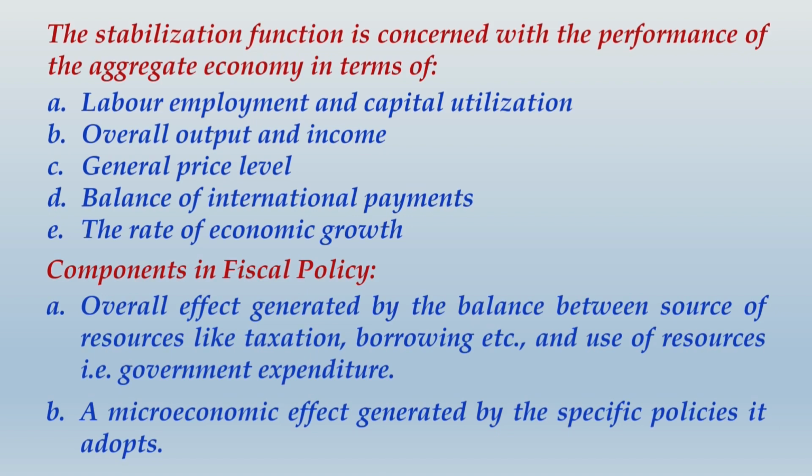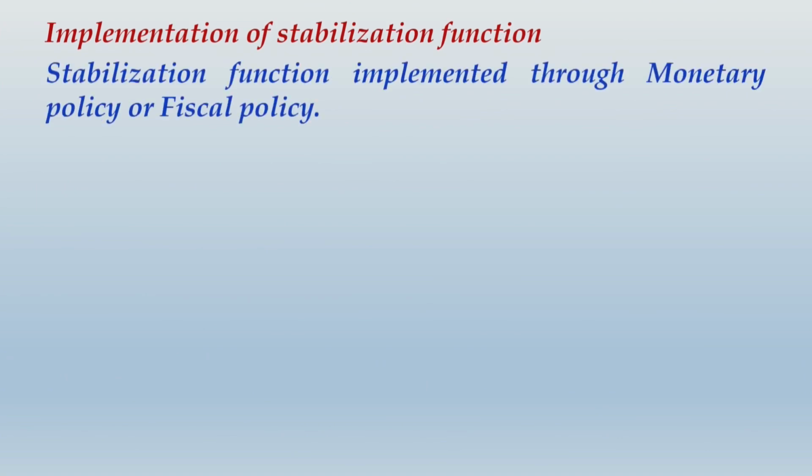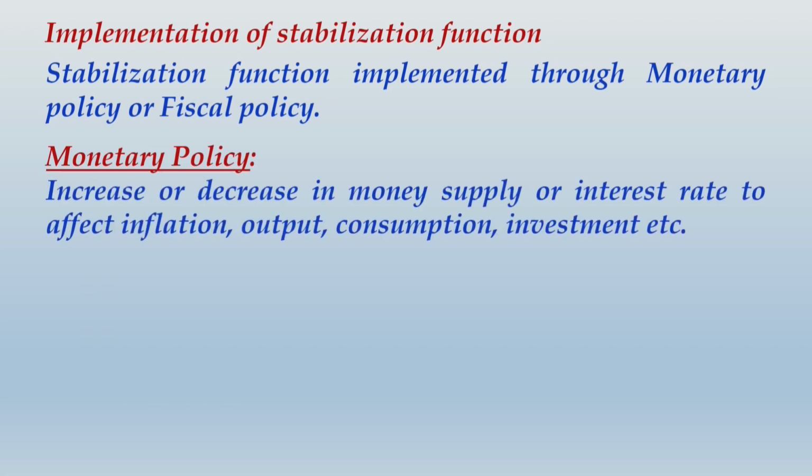Alright friends, so once you have finished writing this much, let us move ahead and continue writing further under the heading implementation of stabilization function. Stabilization function is implemented through monetary policy or fiscal policy. Now what is the role of monetary policy? You are going to cover this in chapter 3: increase or decrease in money supply or interest rate to affect inflation, output, consumption, investment, etc. I told you, you are going to cover this whole aspect of monetary policy under chapter 3.